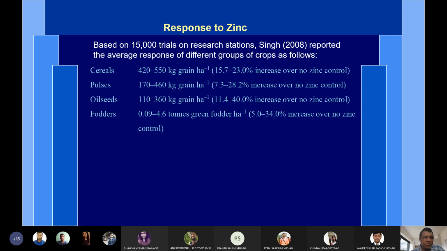Similarly, in oil seeds also, the range was 110 to 360 kilogram grains per hectare. In fodder crops also there was an increase. So overall, what you can see is that the application of zinc in soils increased the grain yield and produced some additional grain yield, which ranged differently in different crops.